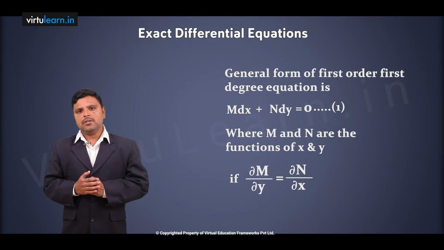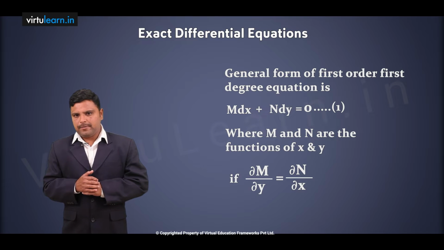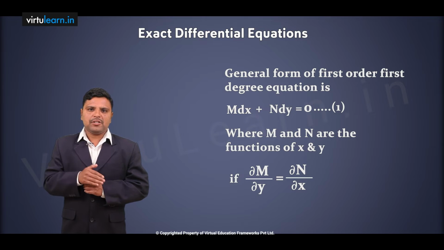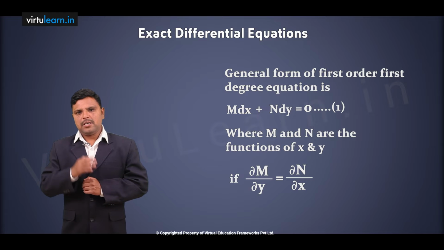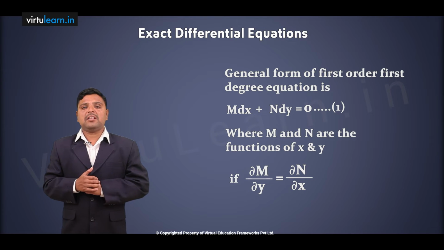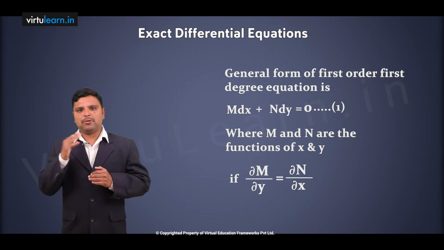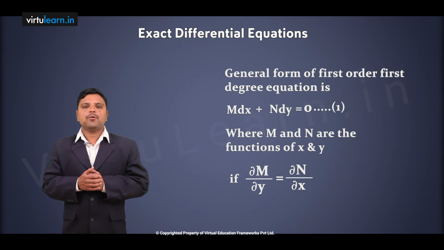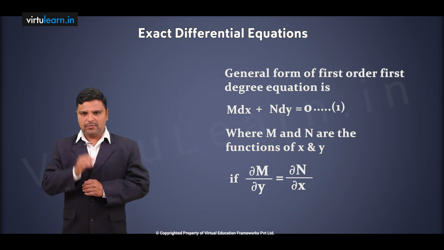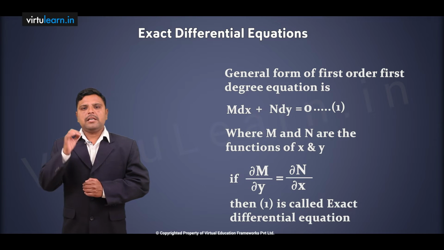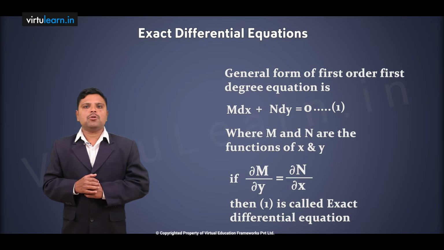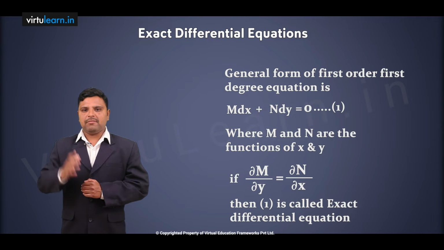Once again, this condition, dou M by dou y equals dou N by dou x, means for M you have to partially differentiate with respect to y, and for N you have to partially differentiate with respect to x. Here capital M and capital N are functions of x and y, so we are doing partial differentiation with respect to x and with respect to y. Finally, dou M by dou y equals dou N by dou x. If this condition is satisfied, then M dx plus N dy equal to 0 is called an exact differential equation.